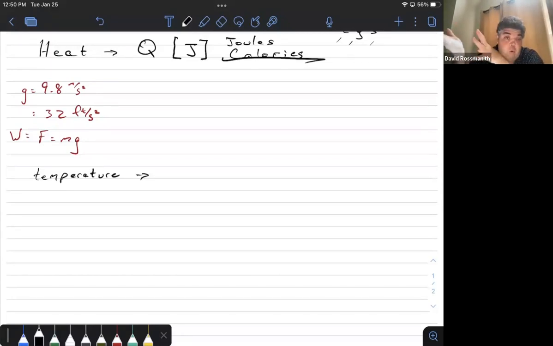Space is cold, yet if we define temperature as the measure of the kinetic energy of the gas, well, the gas in space is very, very highly kinetic energy. So it should be hot. So this definition doesn't work perfectly either.